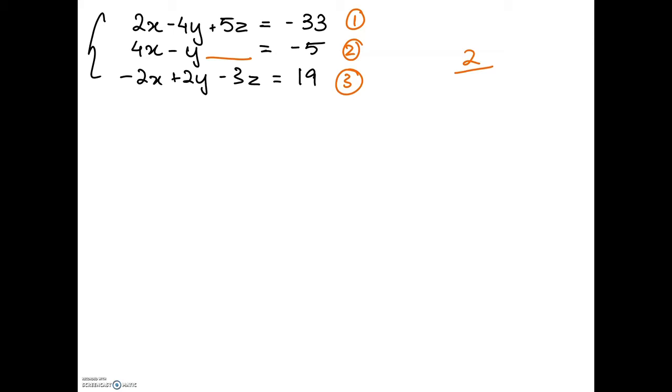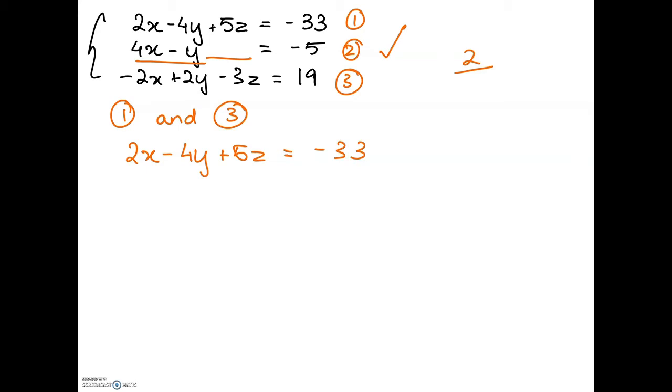Now in this case, they've already given us an equation, equation number 2, where we only have two variables. So now we're going to use equation number 1 and equation number 3 and then solve that to two variables and then use equation number 2 and solve it. It sounds confusing at first, but it's pretty easy. So let's do equation number 1 and equation number 3. Let's write them down. So 2x minus 4y plus 5z equals negative 33. And then negative 2x plus 2y minus 3z equals 19.